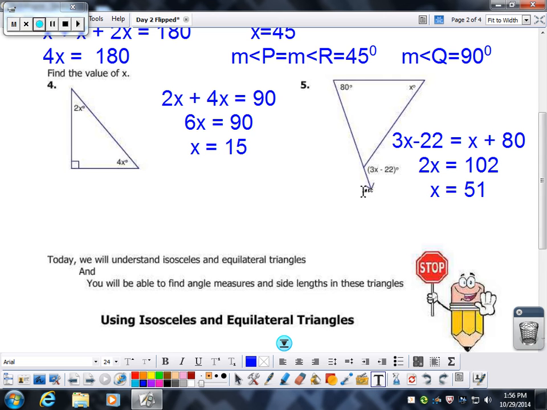For number 5, we know that this outside angle, 3x minus 22, is going to be equal to these two other inside angles added together. So to set up number 5, 3x minus 22 equals x plus 80. If we do some moving around, we get 2x equals 102, and x should equal 51.